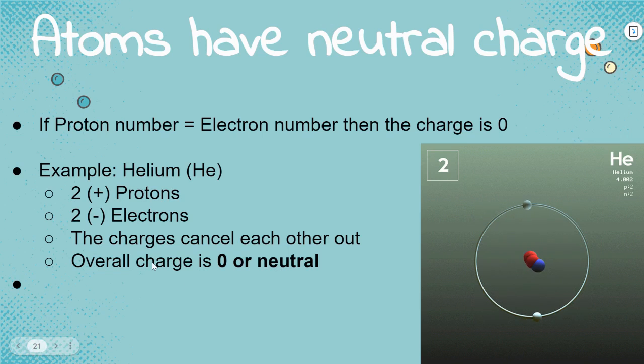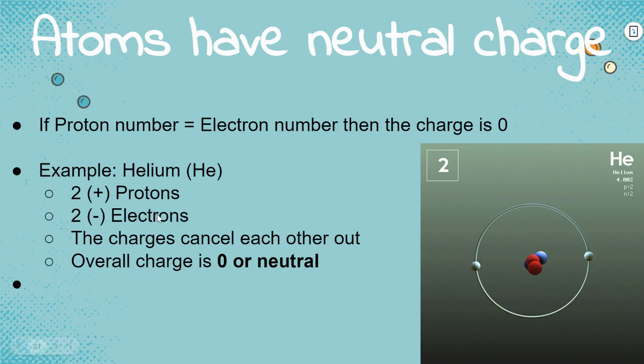He is helium. Helium has two protons and it has two electrons. And because the charges are the same, two and two, that means that they cancel each other out. Right. The charges will cancel each other out, and the overall charge is going to be zero or neutral because there is no positive charge, there is no negative charge. They canceled each other out.